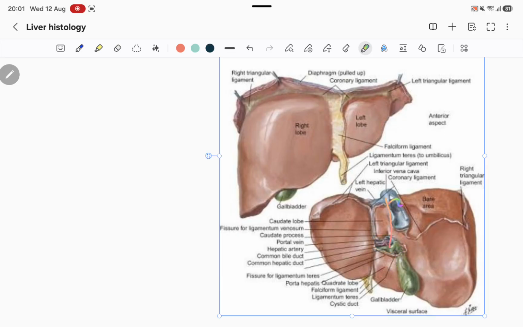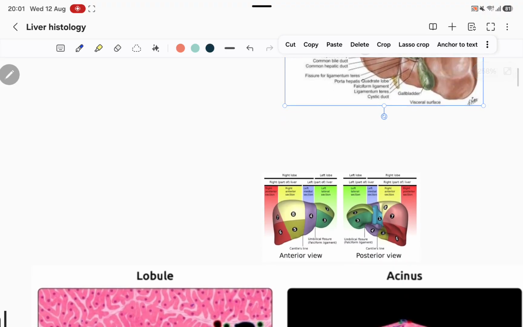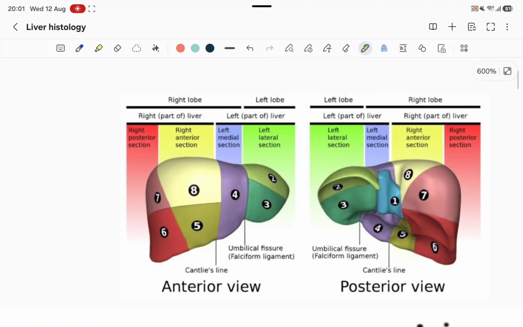You have so many things entering, and you have your inferior vena cava, which goes behind the liver as well. Okay, you've got the bare area as well, and you've got your ligaments up to here as well. Okay, there is another thing to remember, which is the zones. These involve the surgeons more, but you can remember that your left lobe has the 2 and the 3, and your right lobe has the others.